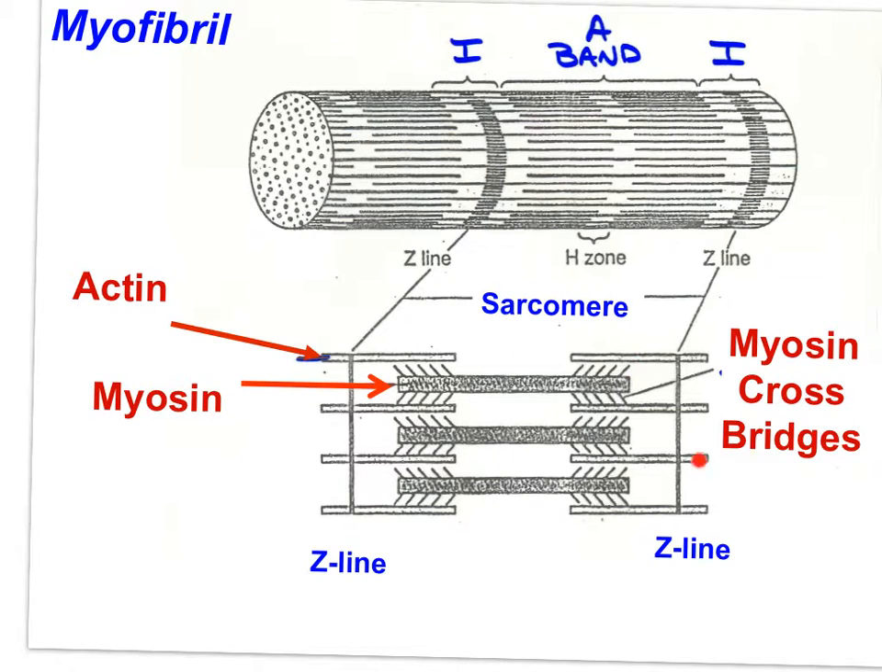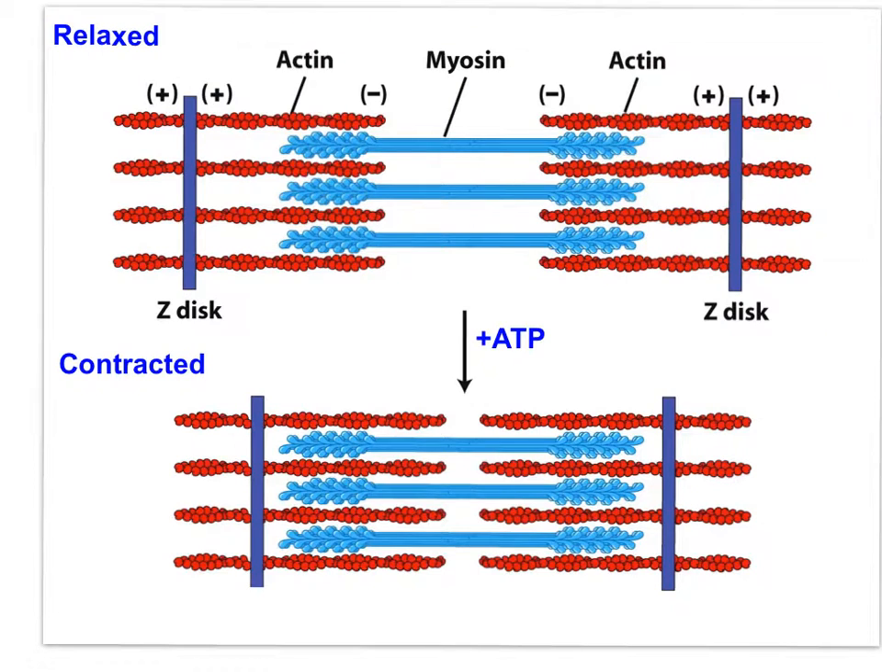So here is your sarcomere, Z line to Z line. You can see the myosin and the myosin heads, the cross bridges that project toward the actin. As contraction happens, the actin is pulled to the middle of the sarcomere by the myosin heads. Let's take a look. On this slide, the top diagram is an uncontracted sarcomere, Z line to Z line, while the bottom diagram displays a contracted sarcomere.